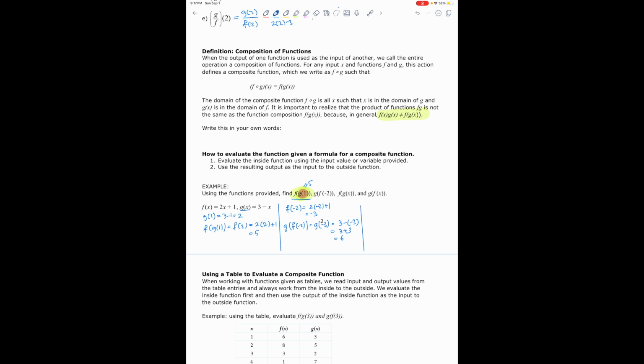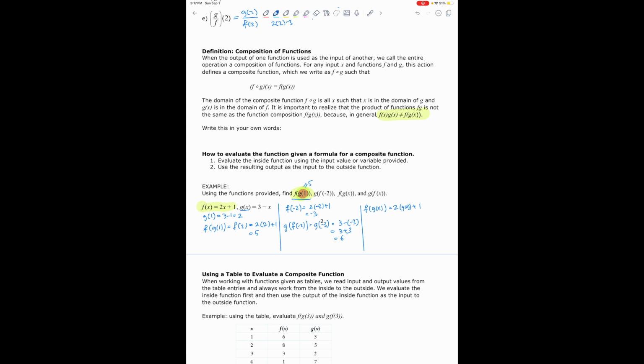If we want to find f of g of x, notice how we do not have a number here. So first, we're going to replace each x in the expression f of x with g of x. So f of g of x means we're going to replace each x and put g of x instead in the first expression, which is in the first function, which is f of x. So in this case, I have g of x here.